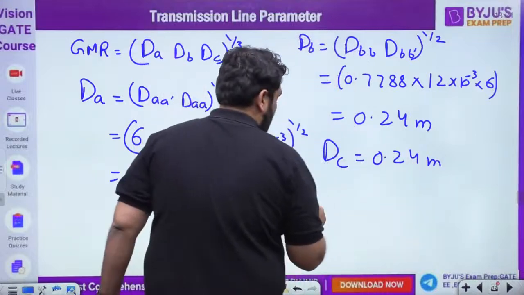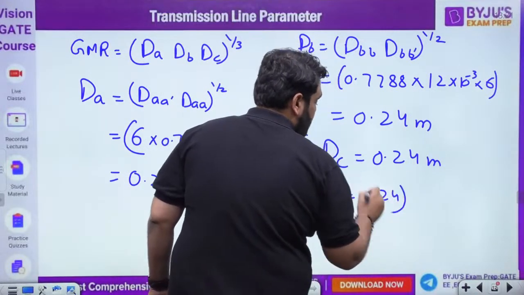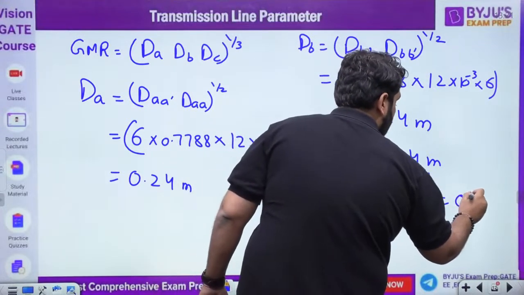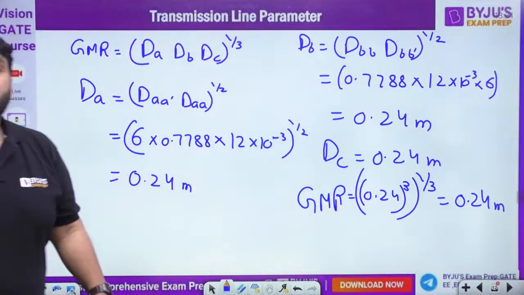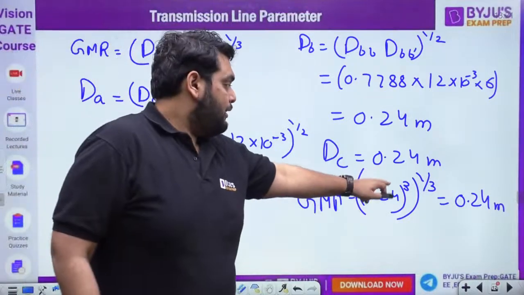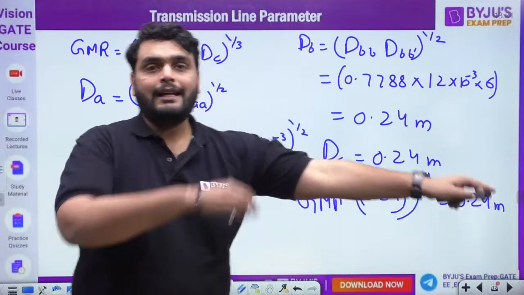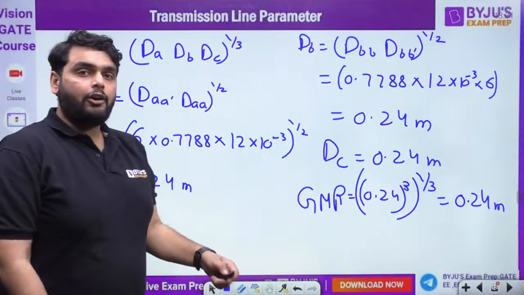So GMR is how much? GMR is equal to 0.24 cubed, raised to power 1 by 3. It comes out to be 0.24 meter. Simple. So tell me, Aryan, are you getting this GMR? Yes or no? And anybody else who is solving this question, are you getting this GMR 0.24 or something else?